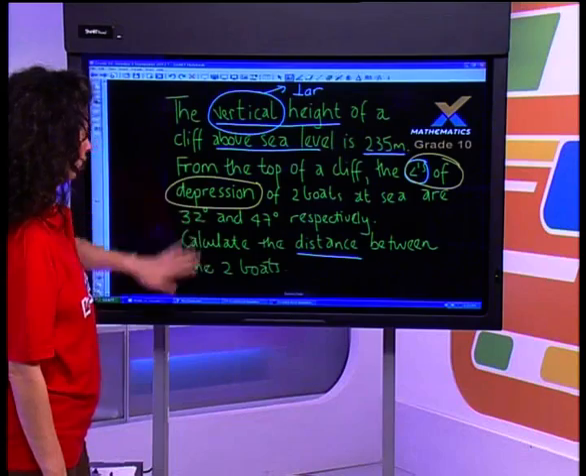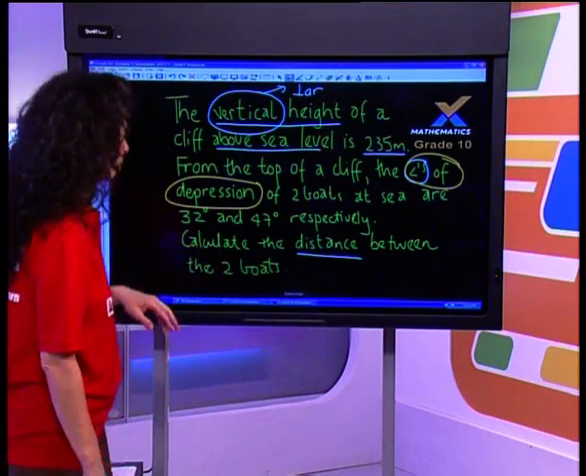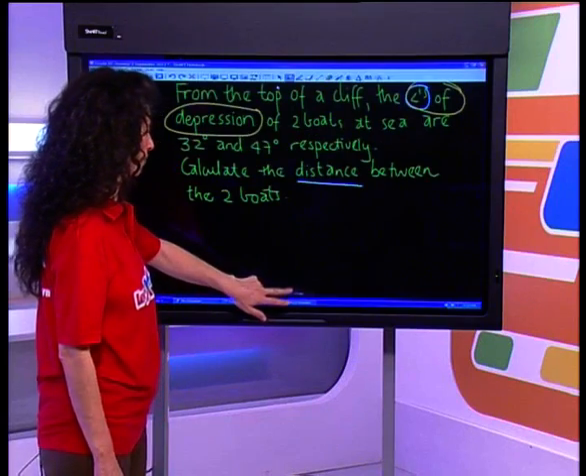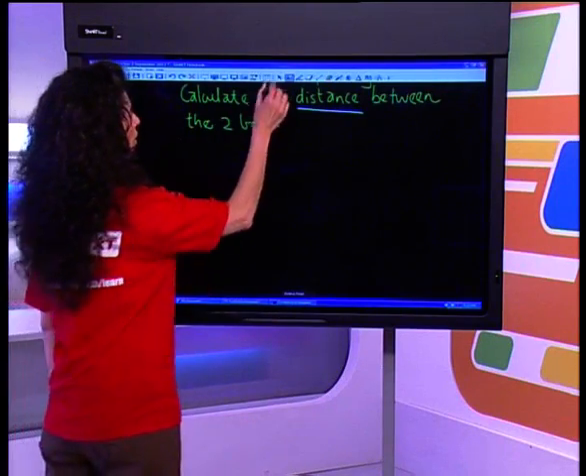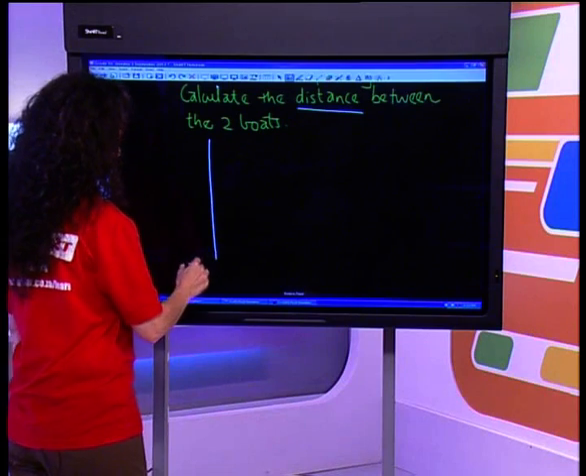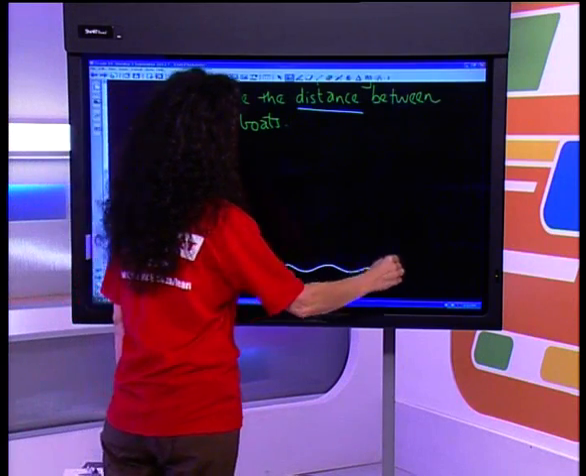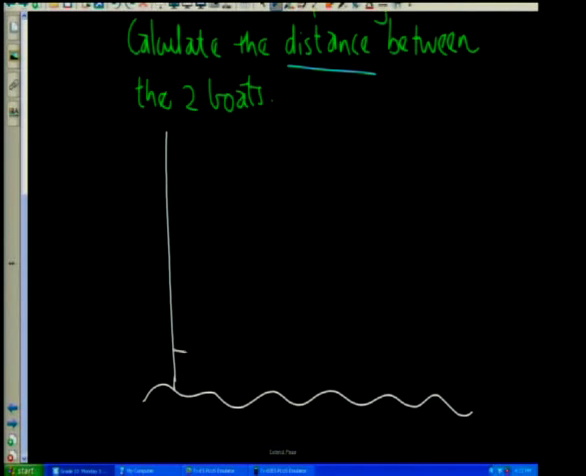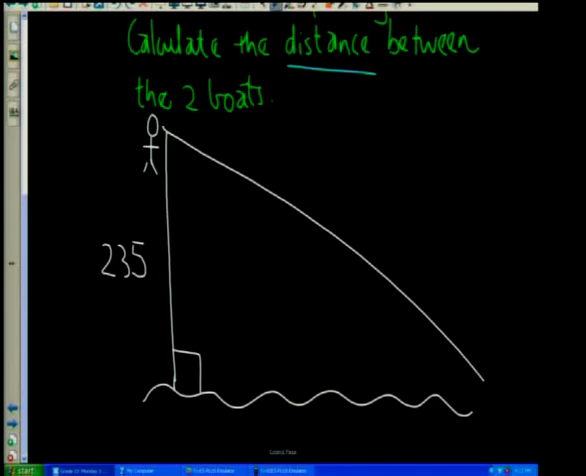So we've got the angles of depression, and we want to calculate the distance between the boats. So let's try and draw this. What does this look like mathematically? So we're going to set up our cliff. There's our cliff, it's vertical. So to the sea, it's at right angles. And this cliff is 235 meters. And somebody then stands on top of the cliff, and they look down at a ship.